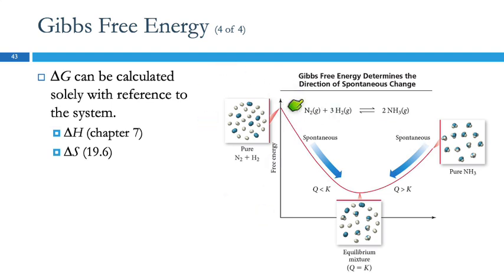So if we look at this equilibrium here, a mixture of nitrogen and hydrogen gases, at equilibrium, we have Q is equal to K. When Q is smaller than K, we have a spontaneous reaction towards the products. When Q is greater than K, we have a spontaneous reverse reaction, again, towards the reactants. So this is matching up with what we learned earlier.